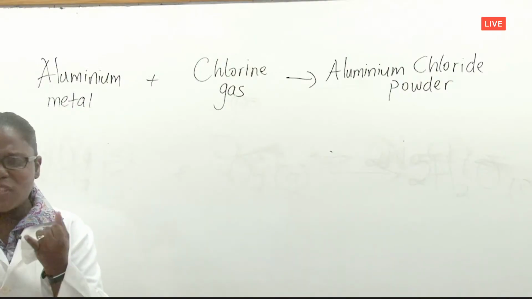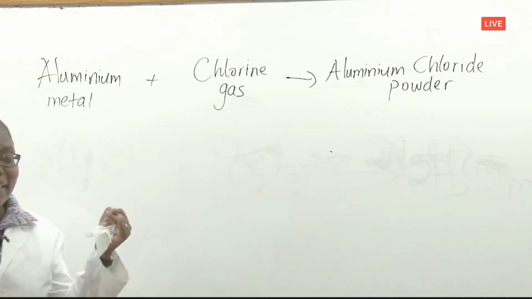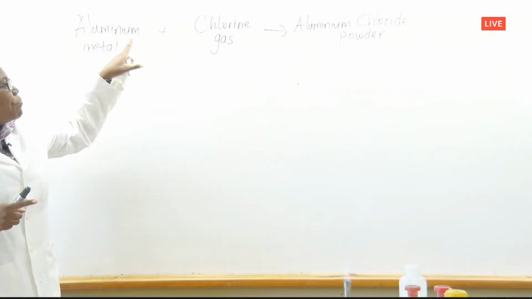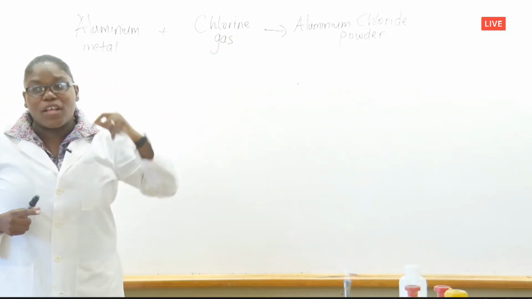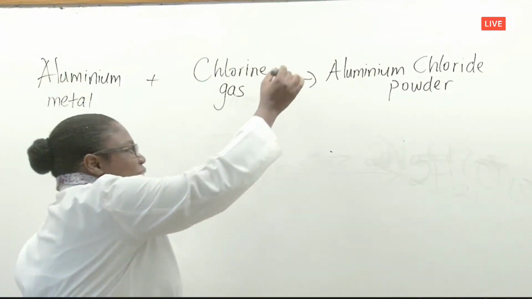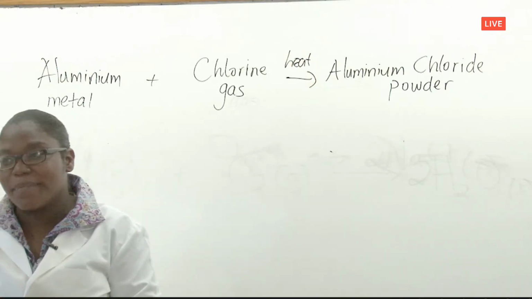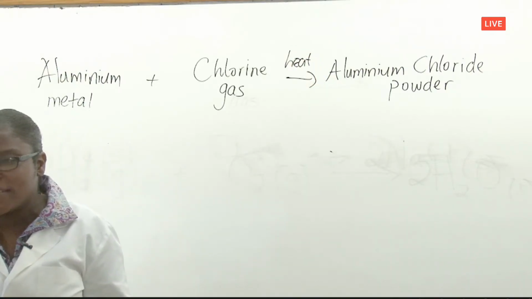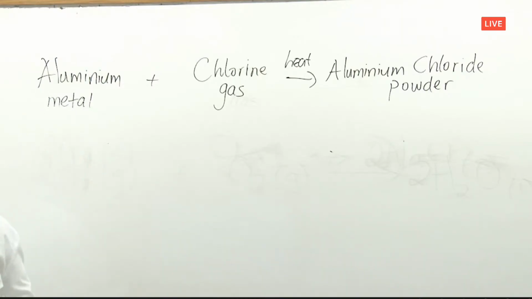Right. So just adding sodium to chlorine gas makes sodium chloride. And just adding aluminum metal to chlorine gas gives aluminum chloride. But guess what? We needed to apply some heat. Oh yeah, because nothing would have happened. With the sodium, all you needed was a little drop of water to spark it off. But with the aluminum, we need some heat.